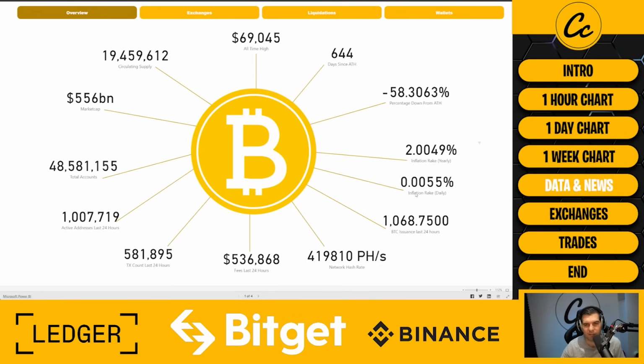The daily inflation rate is at 0.0055%, meaning that in the last 24 hours we saw 1,068 Bitcoin being minted. We have the network hash rate down here at 419,000. The fees paid were $536,000 in the last 24 hours for 581,000 transactions, with over 1 million active addresses out of the 48.5 million addresses. So, looking at these overview stats, we have the circulating supply at 19,459,612 BTC.